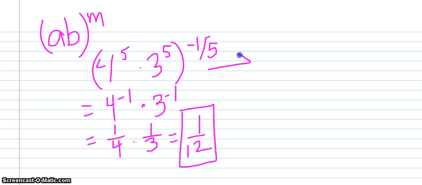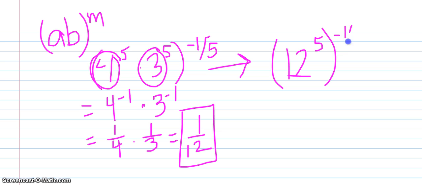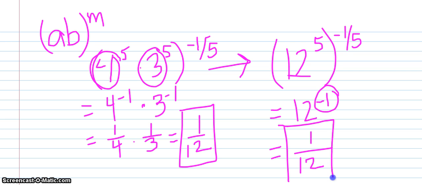Because they have the same exponents, I can go ahead and multiply these numbers within. So 4 times 3 gives me 12 to the 5th power, raised to the -1/5 power. So 5 times the -1/5 would give me 12 to the -1st power. And I know using properties of negative exponents, that would give me 1/12. And if we notice, those are the same thing.